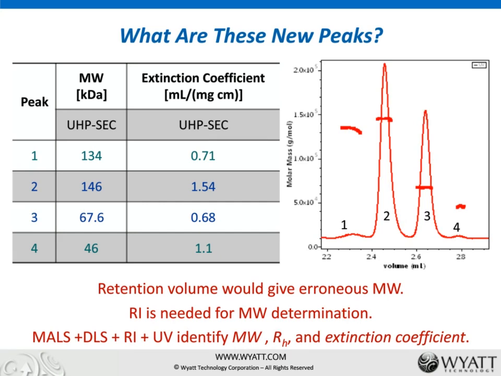And we already discussed that RI is needed for molecular weight determination. And by the addition of dynamic light scattering, we can also get the hydrodynamic radius. So by using MALS, DLS, RI, and UV, we can identify those new peaks by their molecular weight, Rh, and extinction coefficient.